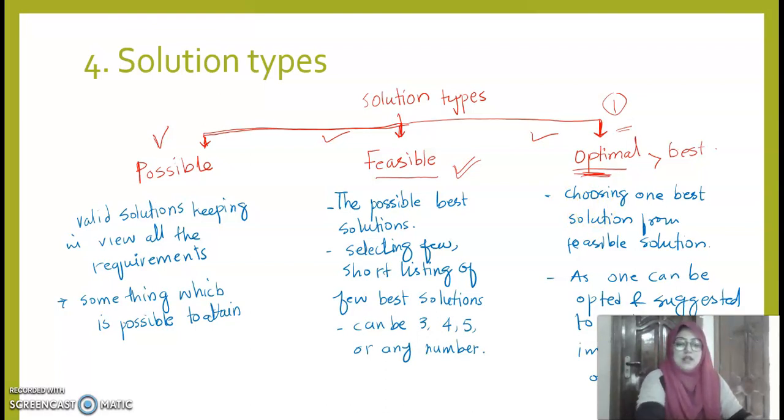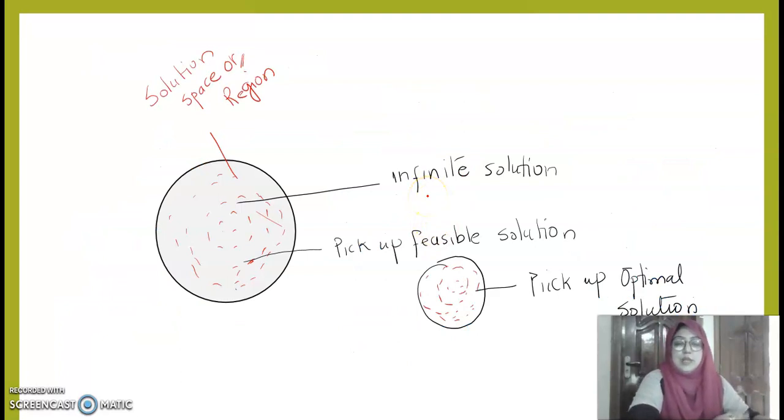Okay, then to explain it in a better way, suppose this whole space is called a solution space or region. These are all the solutions we have available for a problem, but we cannot go for all of them.